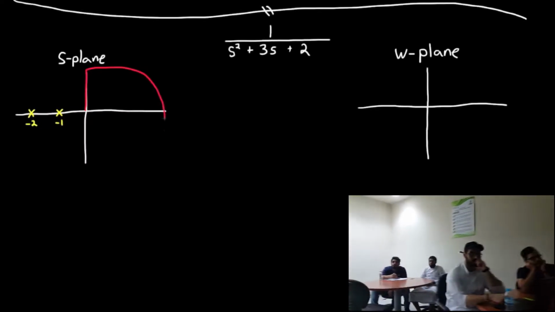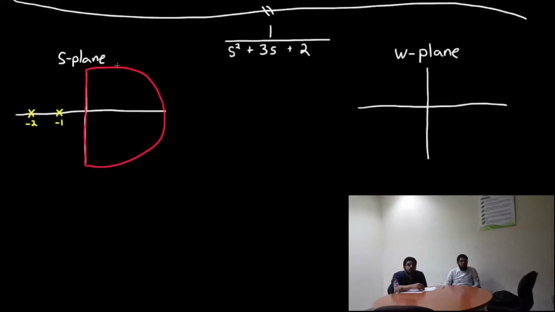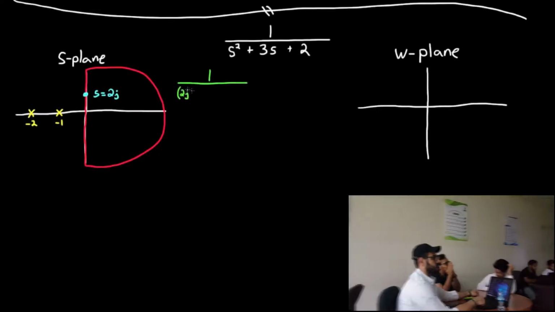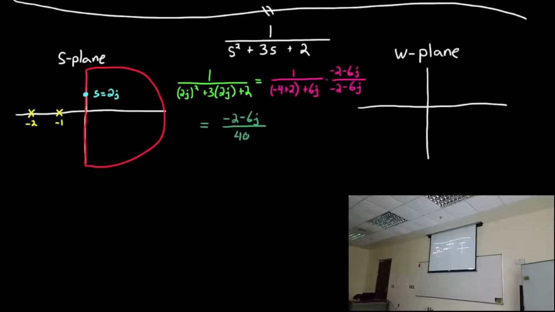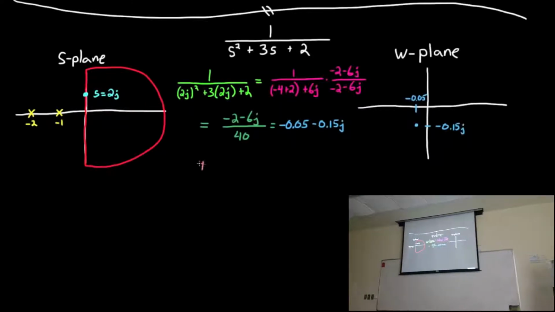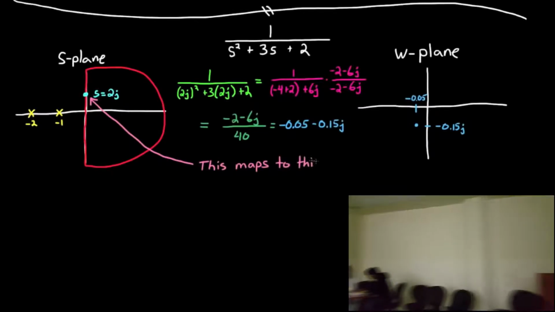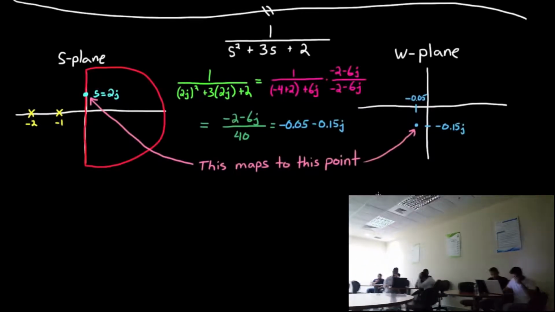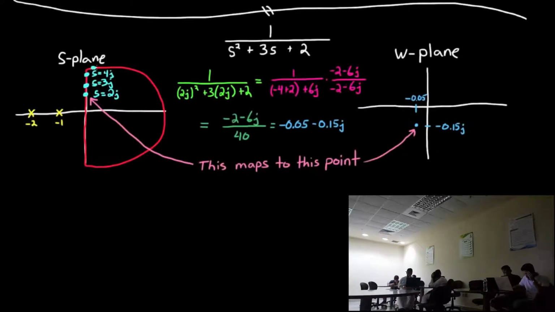Well, the most straightforward, if not silly way, is to take a point in the S-plane on the contour and plug it into the transfer function, and then plot the resulting complex number in the W-plane, just like I'm doing here in this example, where this one point in the S-plane maps to this other point in the W-plane.